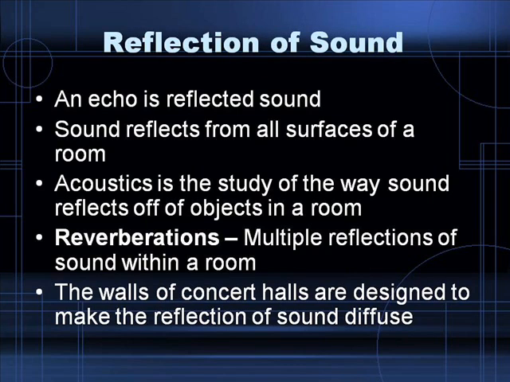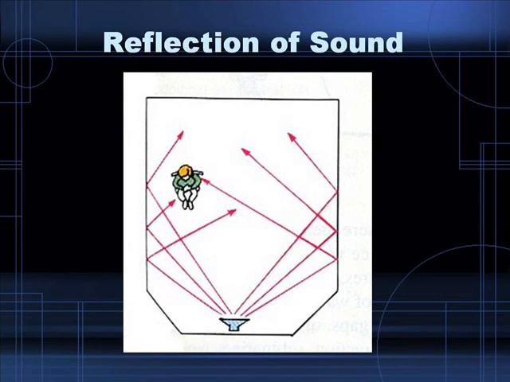Reflection of sound. An echo is reflected sound. Sound reflects from all surfaces of a room. Acoustics is the study of where sound reflects off of objects in the room. Reverberations are multiple reflections of sound within a room. The walls of concert halls are designed to make the reflection of sound diffuse. Here's an example of sound diffusion.